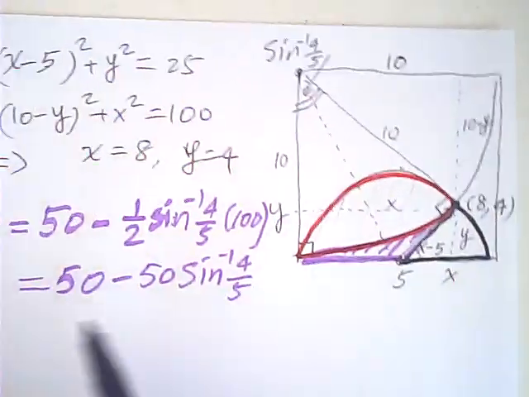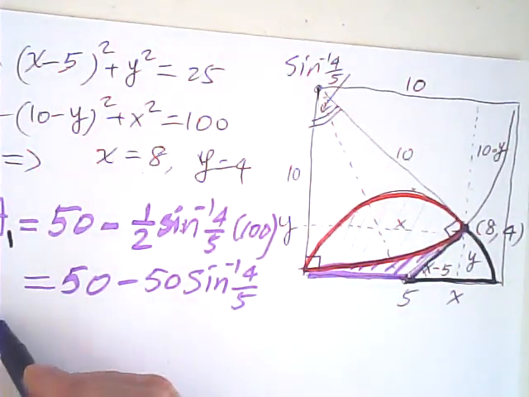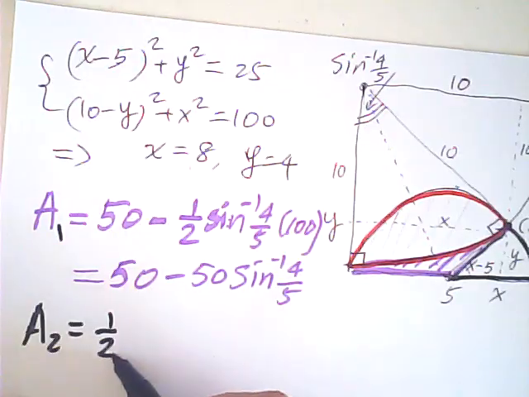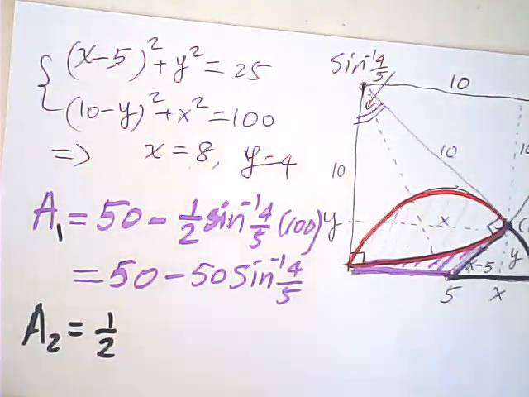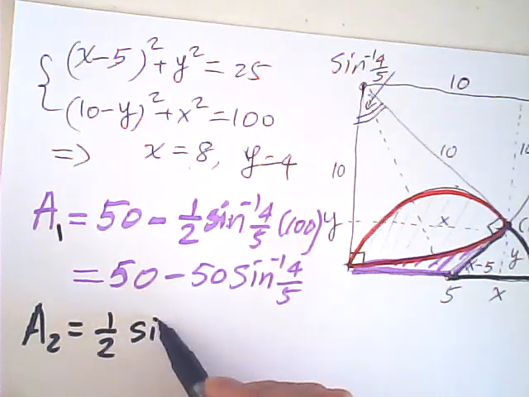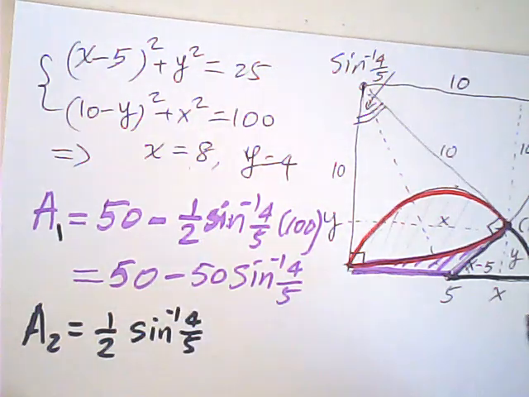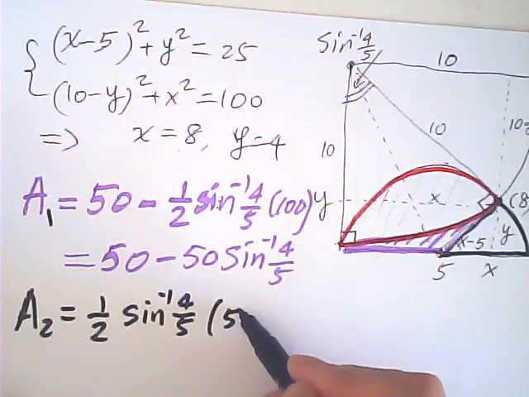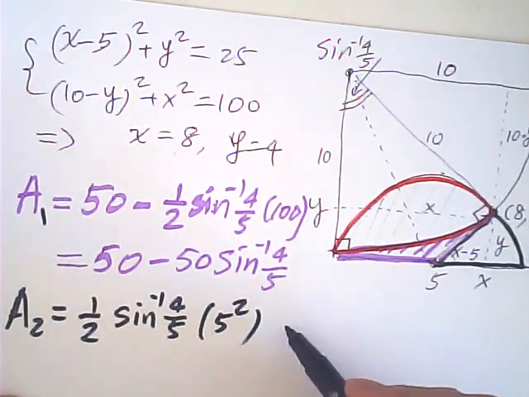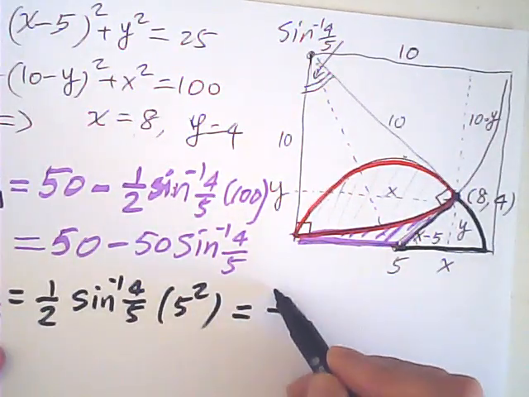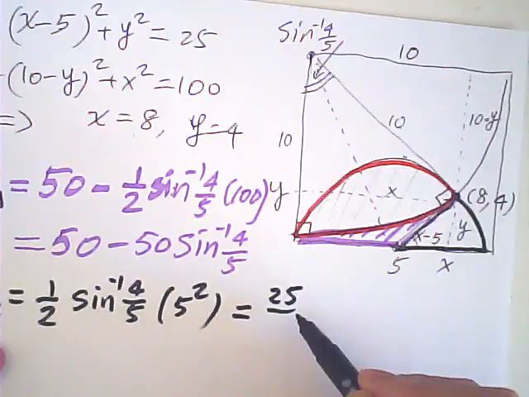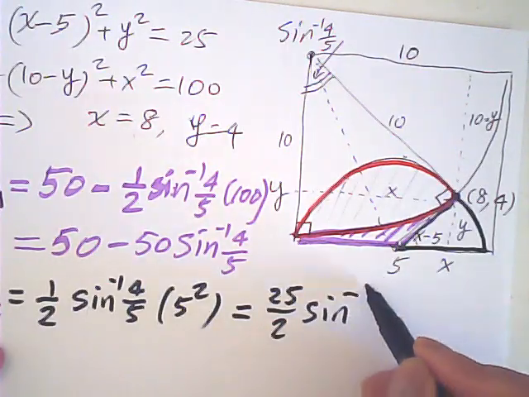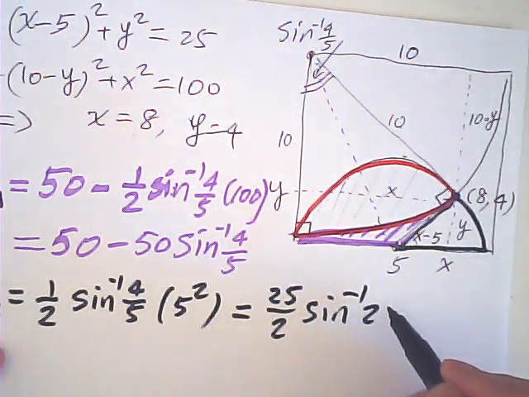This is A1, A2. This sector is a half. This angle is arcsine 4/5, right? We have done this several times. Times the radius squared, which is 5 squared. So this one is equal to 25 over 2 times arcsine 4/5.